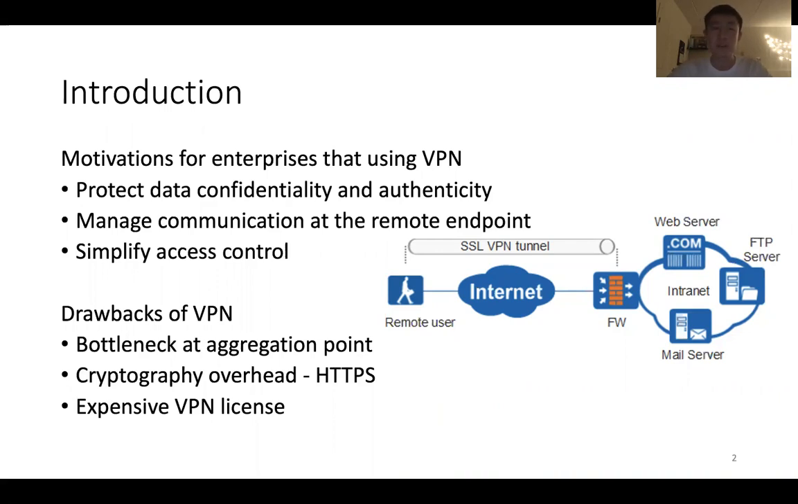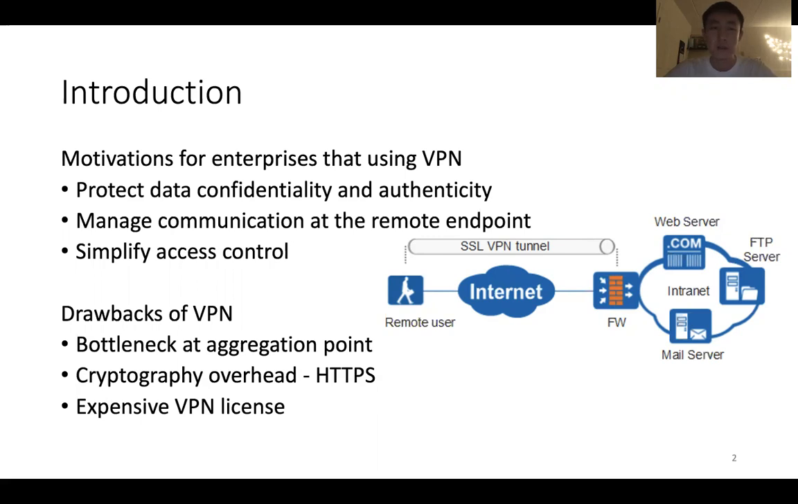However, there are some drawbacks that come with VPN. The first one is the bandwidth bottleneck. Some enterprise networks just deploy a dedicated VPN server for VPN service, which is not like a professional VPN gateway, which has much better performance. The other one is redundant encryption. The VPN encrypts the traffic again, even though it's already under HTTPS, which is mostly used today. And some enterprise networks use a third-party VPN service, which would be very expensive.